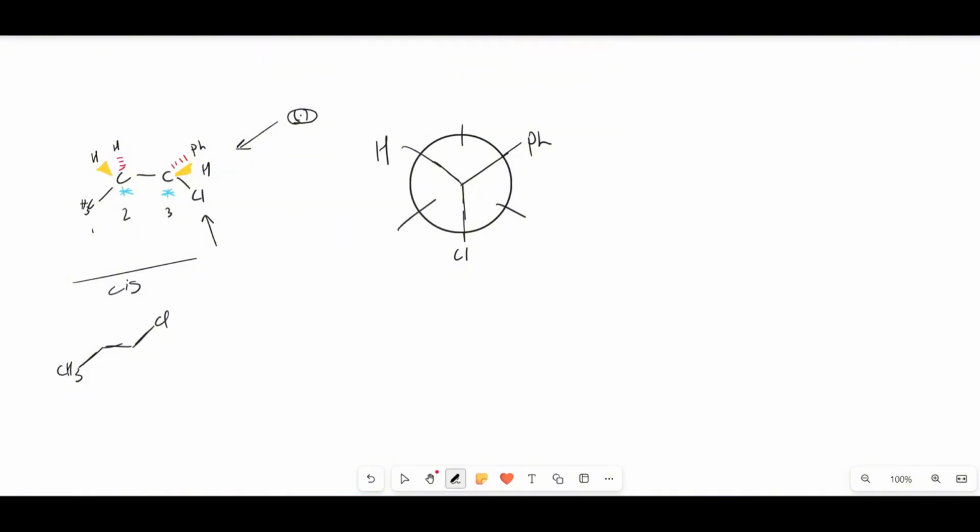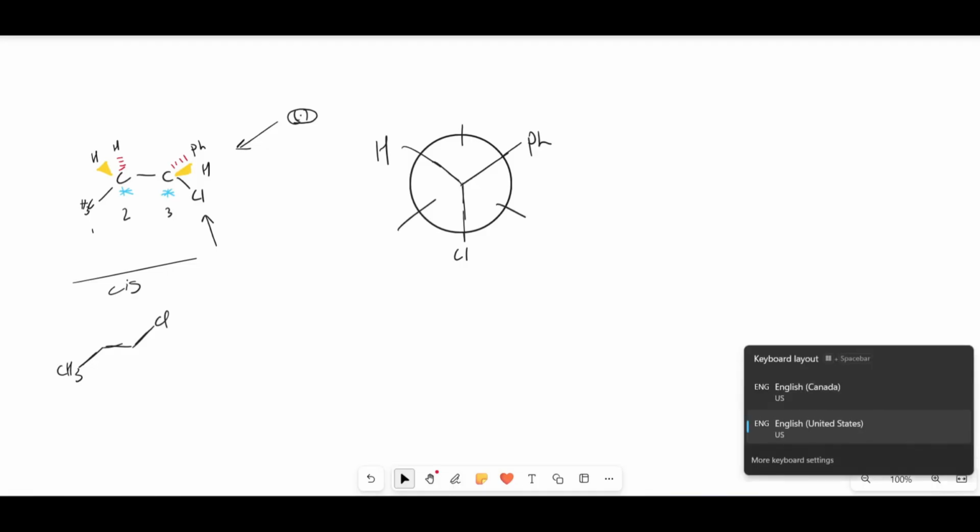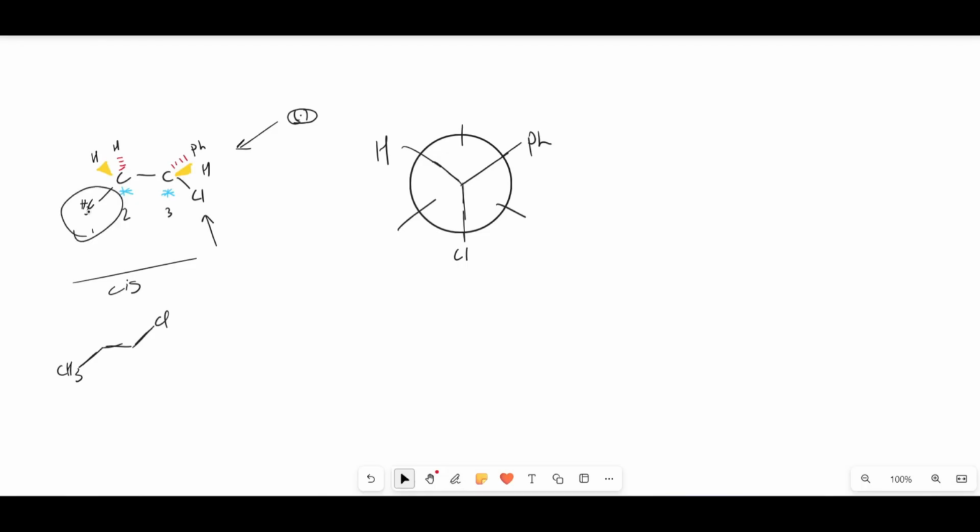Here, again, like I said, the group that goes on the top or the bottom will normally be the one on a normal stick, rather than a dash or a wedge bond. So over here you're just going to get a CH3. And since we have hydrogens on both of them, it doesn't really matter where you put them. Very simply, your Newman projection should look something like this.